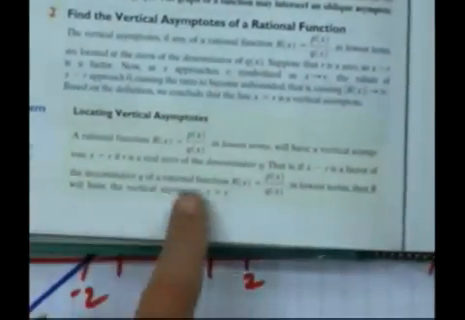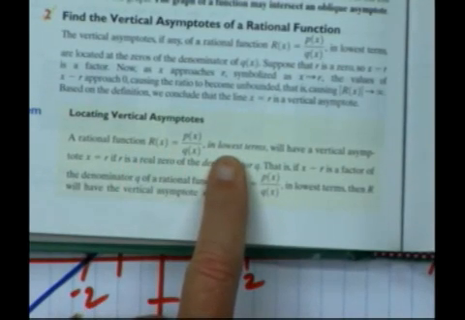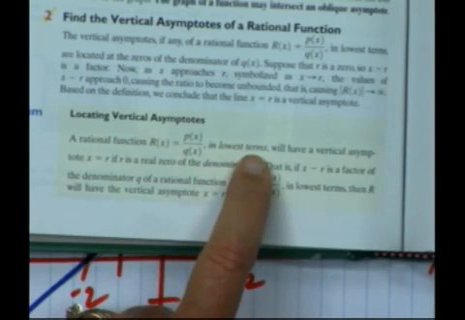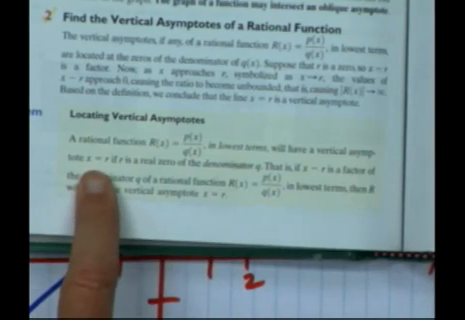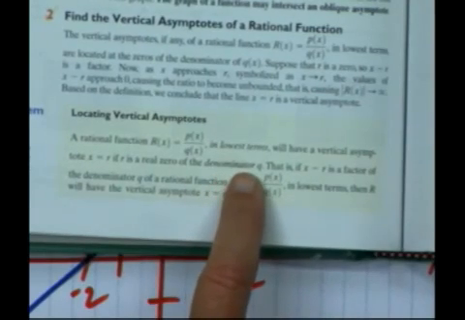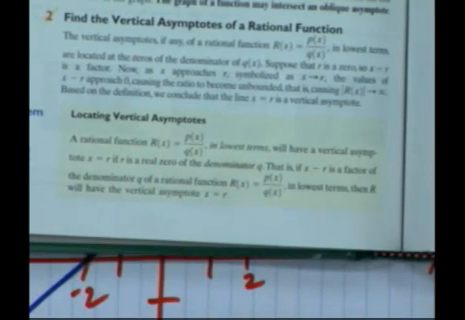Okay, down at the bottom of page 338, locating your vertical asymptotes. What does it say about the rational function when you're locating your vertical asymptotes? What are those words right there? In lowest terms. Got to reduce it to lowest terms. And then it tells you it will have a vertical asymptote at x equal to r if r makes the denominator 0, that is, x minus r is a factor in your denominator. We factored. Okay?